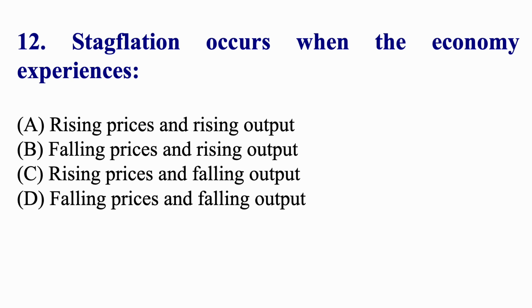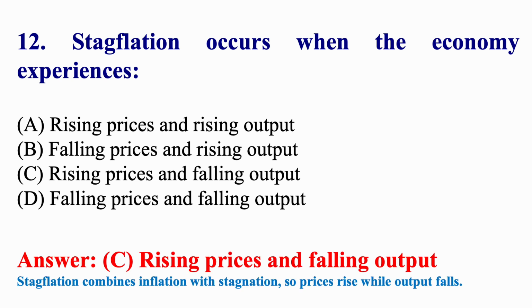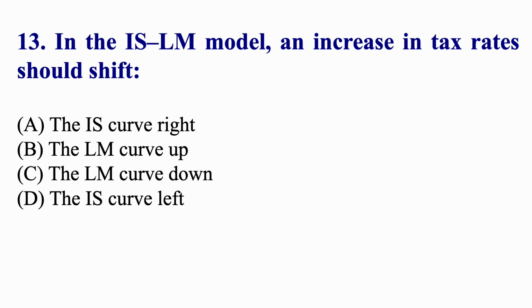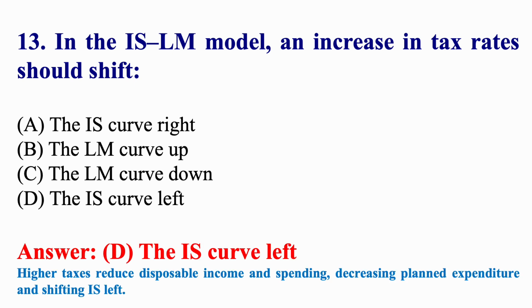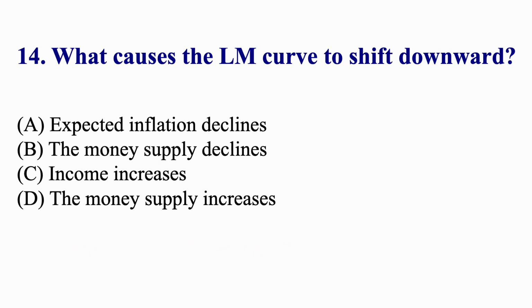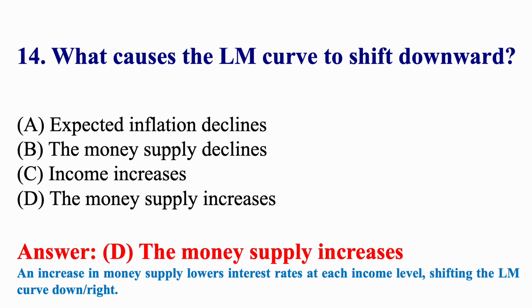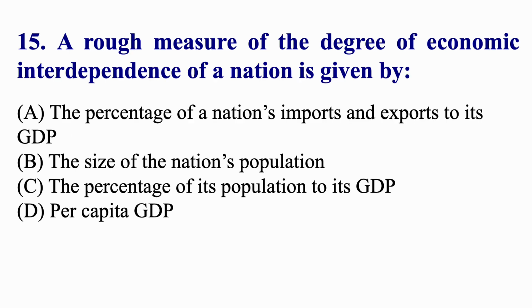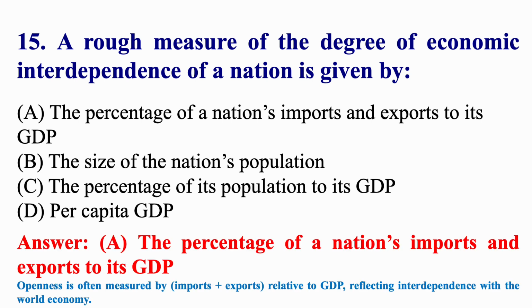Stagflation occurs when the economy experiences rising prices and falling output. In the IS-LM model, an increase in tax rates should shift the IS curve left. What causes the LM curve to shift downward? The money supply increases. A rough measure of the degree of economic interdependence of a nation is given by the percentage of a nation's imports and exports to its GDP.